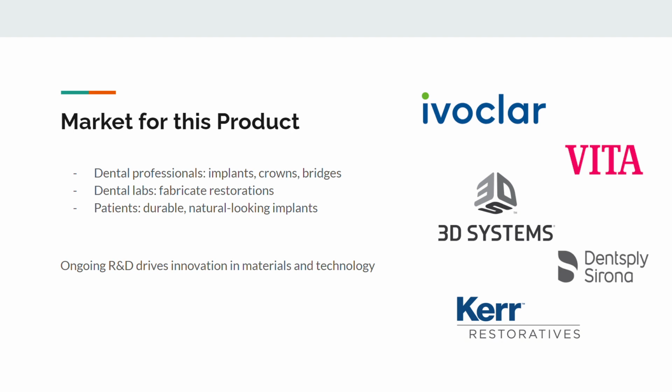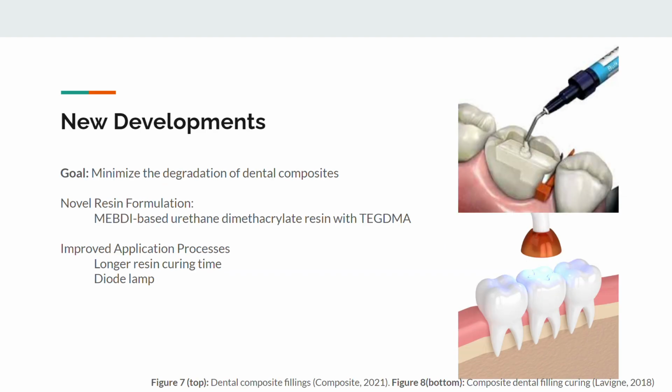Major manufacturers of dental composite products include Ivoclar, Vita, 3D Systems, Dentsply Sirona, and Kerr. These companies and more are furthering research and development of these products in both materials and innovative technologies. New developments related to dental composites include new resin formulations and improved processes that minimize the release of monomers from the dental materials. In choosing a resin for dental composites, factors that must be considered include viscosity, degree of monomer conversion of the polymer matrix, polymerization shrinkage, water sorption, and mechanical strength. These factors determine the ease of application and how quickly a dental composite will be degraded through daily use.